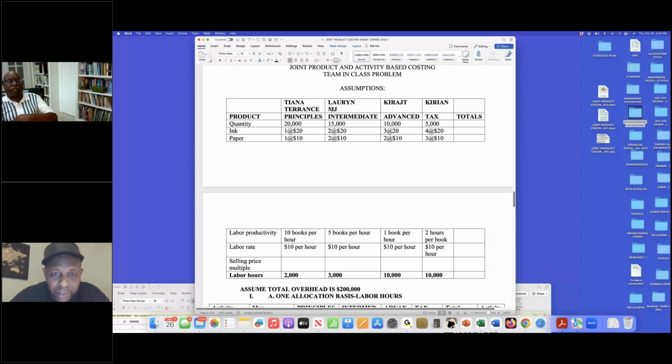So I got 10 books per hour, and we're calculating them like we normally would. Right now, do you see these labor hours? I don't see labor hours. Right here, at the bottom in bold. Oh, 2,000. Okay, 2,000 labor hours. I got you now. I see it.